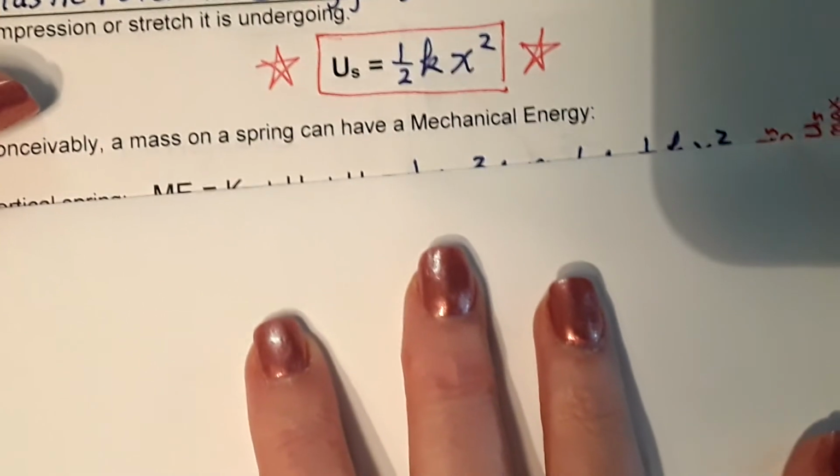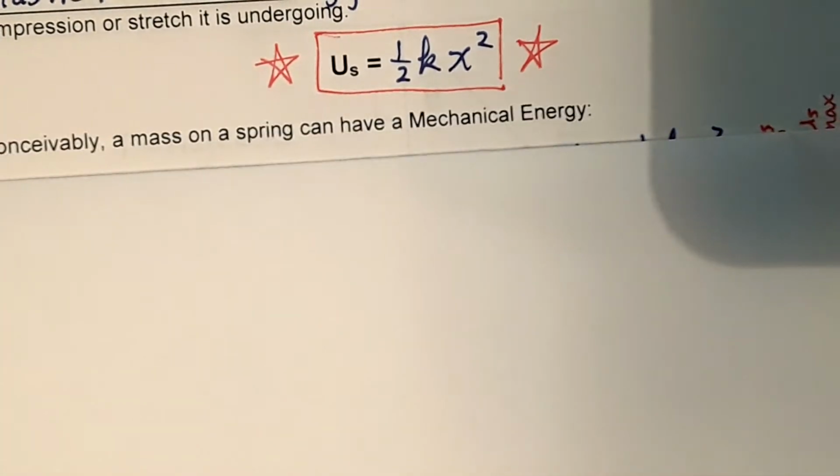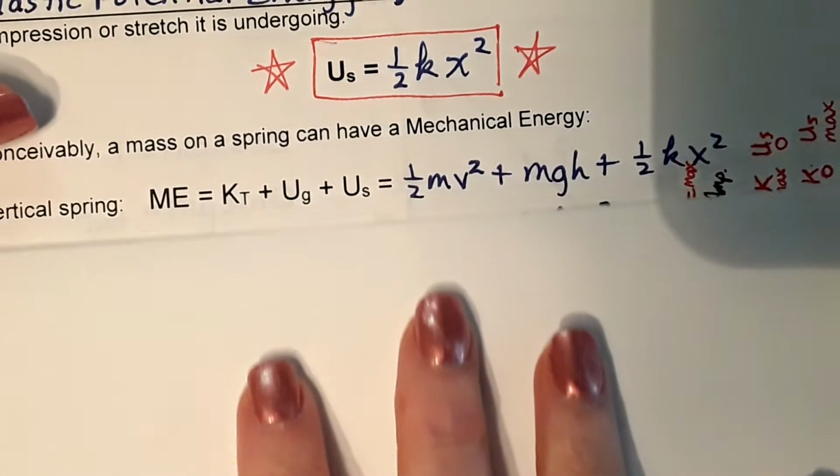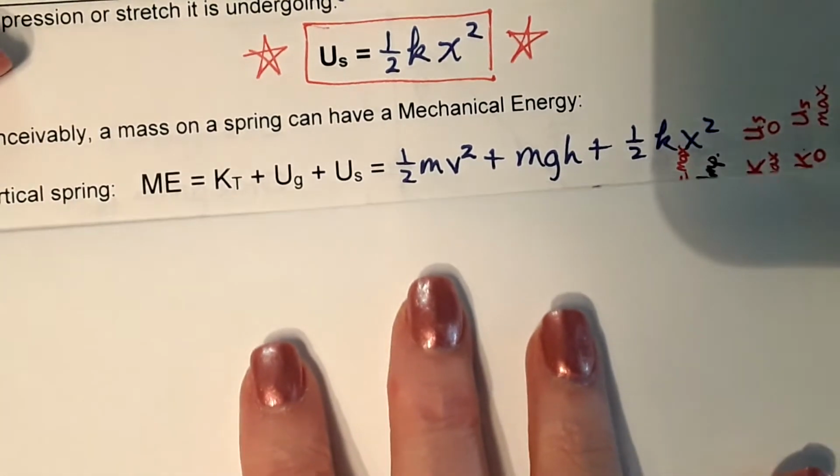Okay? So if we look at masses on springs, they can have mechanical energy depending on their orientation.